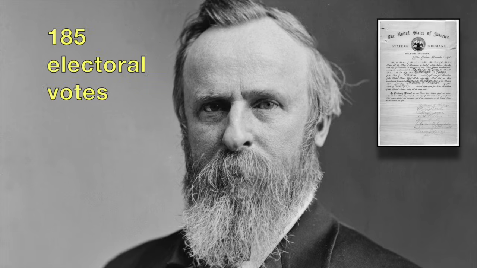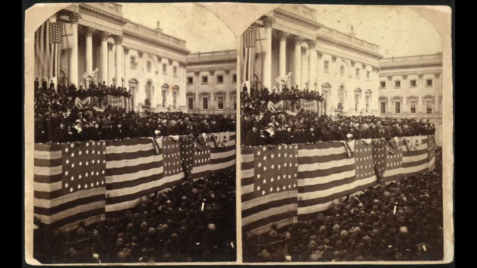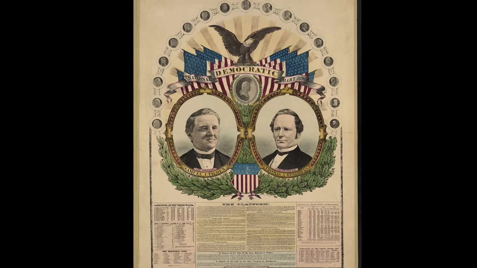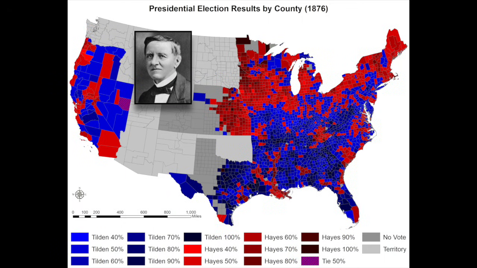So, with 185 electoral votes, Rutherford Hayes won, becoming the 19th president in American history. William Wheeler became the 19th vice president in American history. Samuel J. Tilden finished with 184 electoral votes. Rutherford's victory was the smallest electoral vote victory in American history. To add insult to injury, Tilden won the popular vote by more than 250,000 votes. This is the only election in which a candidate for president received more than 50% of the popular vote, but still didn't get elected.